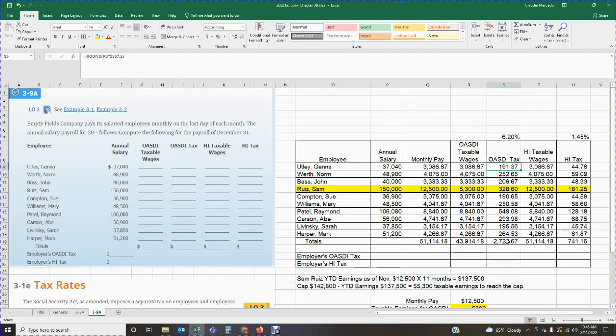Okay, and that gives me that number. Okay, I'm going to do the same thing for my HI tax just so I can prevent any kind of issues with my rounding. I'm going to do equals and I'm going to do round. Okay, open parentheses. I'm going to select my HI taxable wages times my rate.